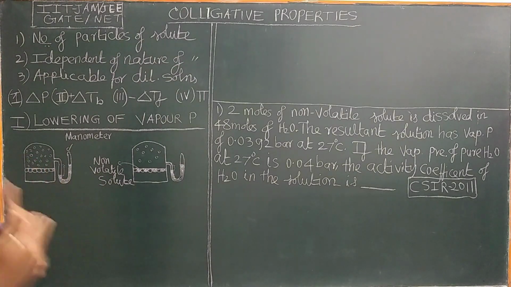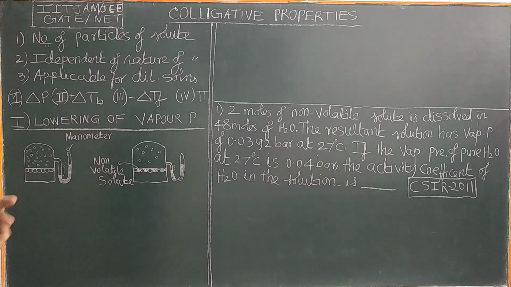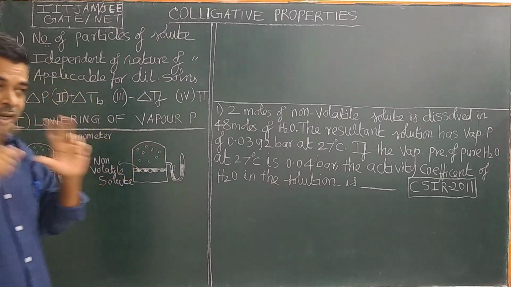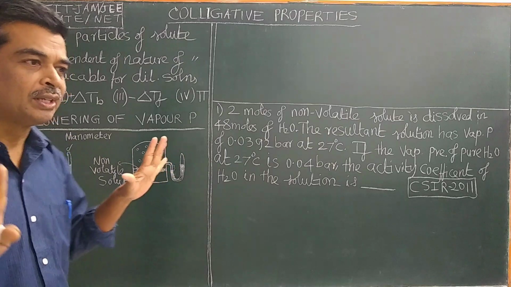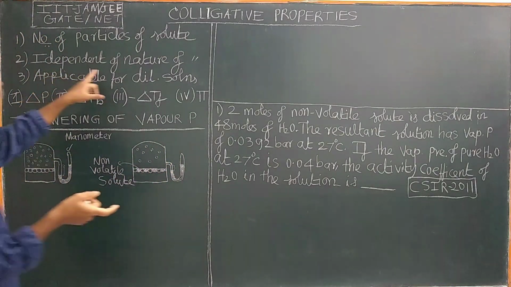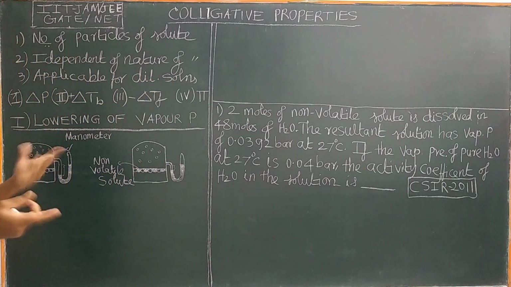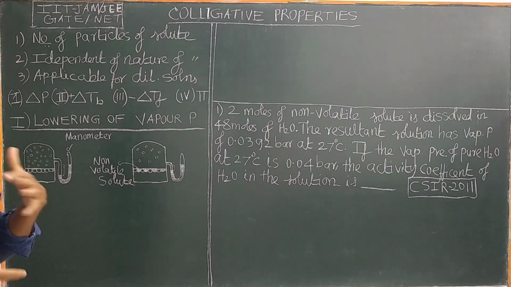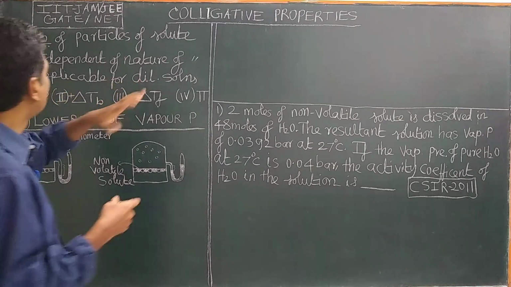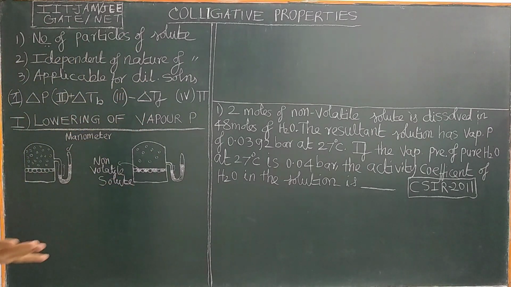Colligative properties are properties of solutions that depend on the number of particles of solute, that depend only on the number of particles and not on the nature of the solute. That is, they are independent of the nature of the solute. Colligative properties are applicable only for dilute solutions, or ideal solutions.